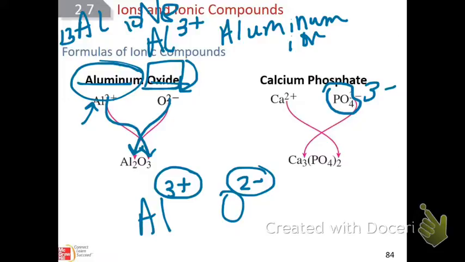The formula: Ca3, because phosphate has 3. You don't take the charge down. You're just saying, how many of these phosphates would I have to balance out that +2 charge?